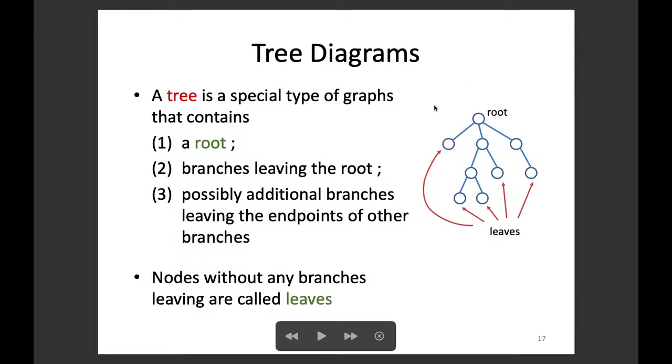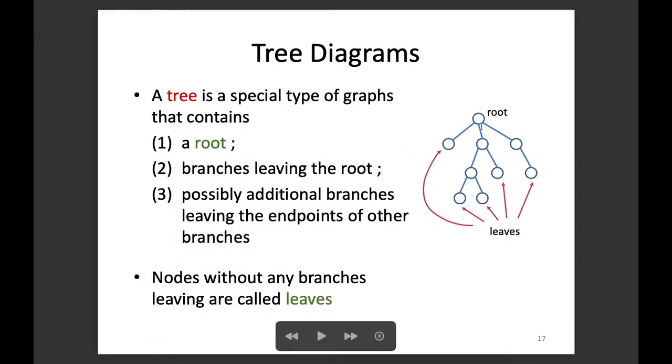So in this diagram, forget about the red one. Just look at the blue part, okay? The blue part is a graph. And this graph is special. There is a vertex that is placed on top. We call it the root. And then every other vertex is connected to the root, either directly or indirectly in a certain way.